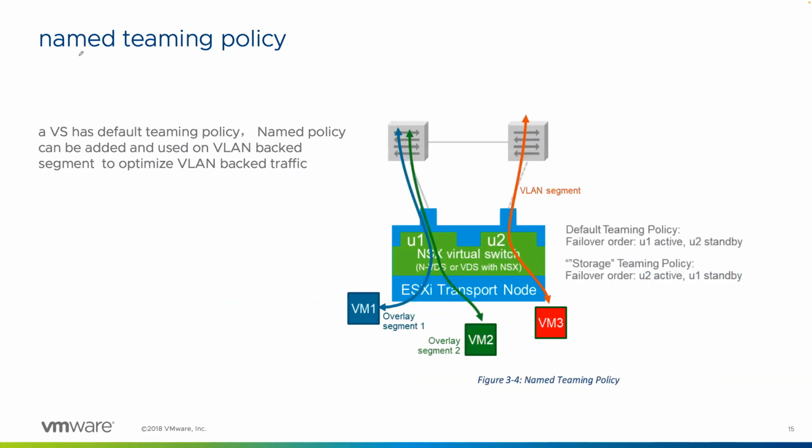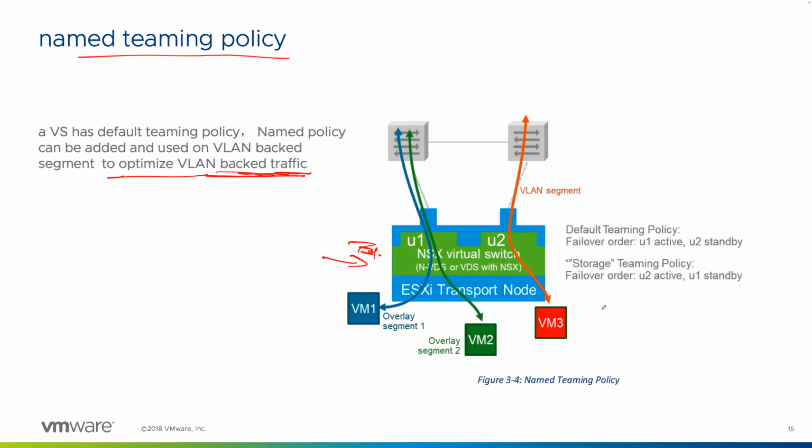And also we have another supplement. We call it named teaming policy. Named teaming policy can be used as an additional teaming policy only for optimization of VLAN backed traffic. And typically we use named teaming policy on the edge node uplink connection.